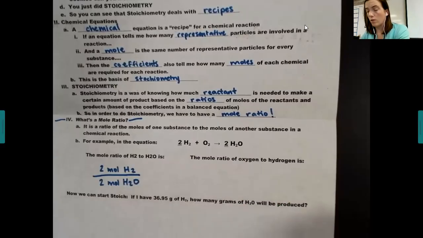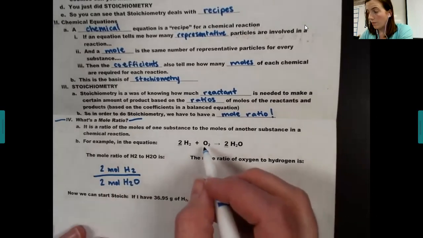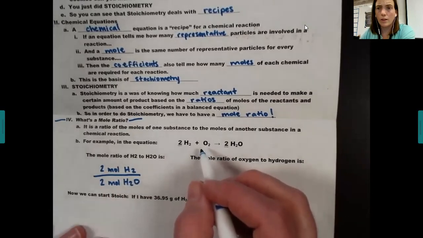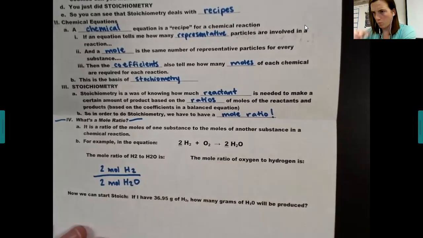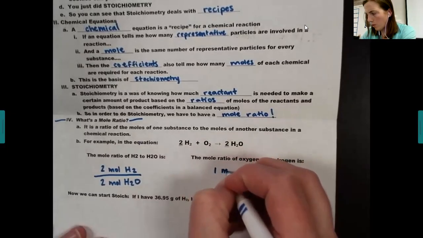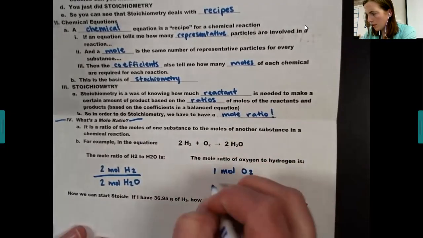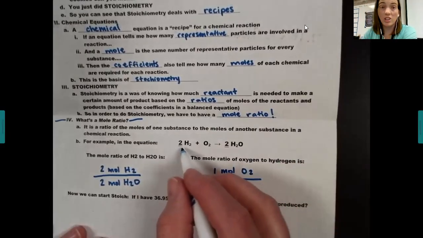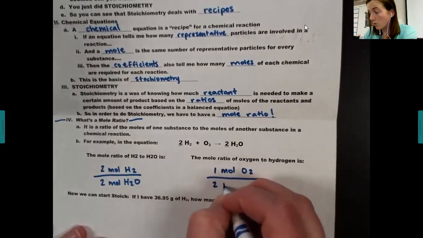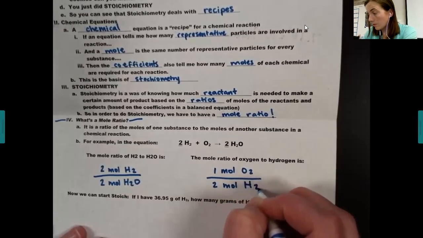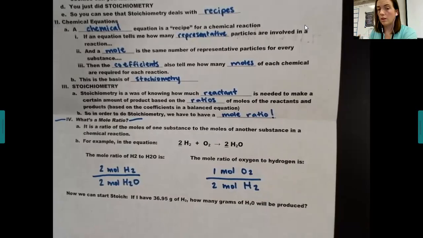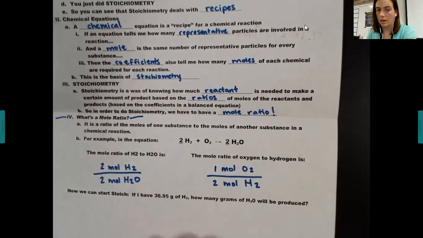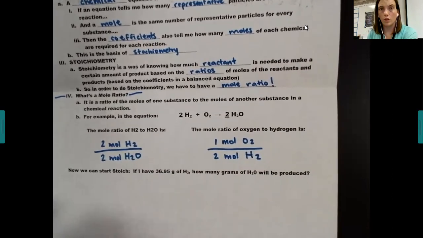Here it's asking for the mole ratio of oxygen to hydrogen. When we look at oxygen, is there a number in front of it? No. So what do I say to do if there's no number? 1. So we have 1 mole of oxygen, and still a 2 in front of hydrogen, so for every 2 moles of hydrogen. I'm going to explain more on the mole ratio when we get to this next part, so bear with me a little bit longer.